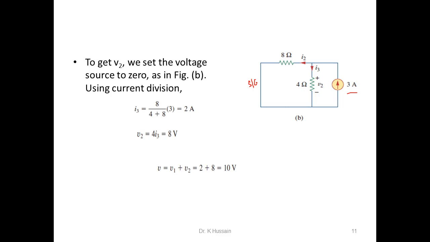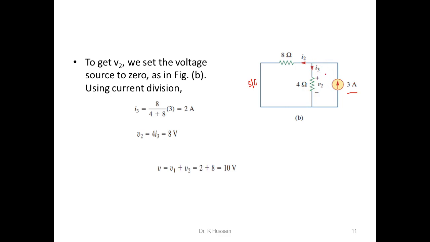When you are going for the current source, you have to find the value of voltage V2 across the 4 ohm resistor. Directly here, assuming this is I2 and this is I3, only I3 you want. How to find it out? Total current is 3.